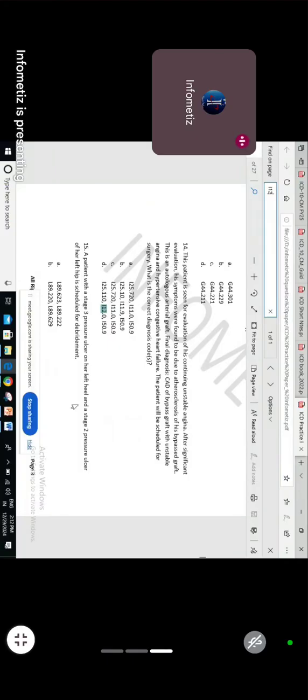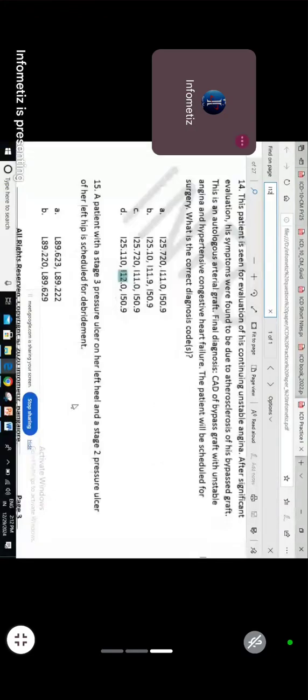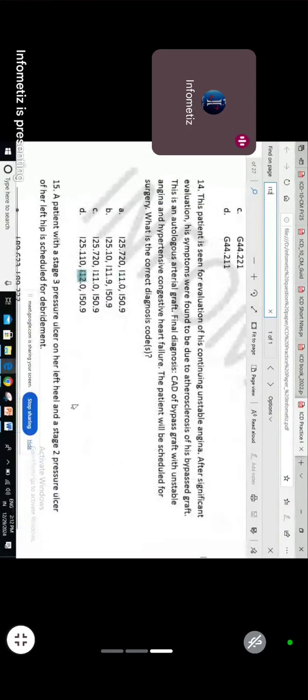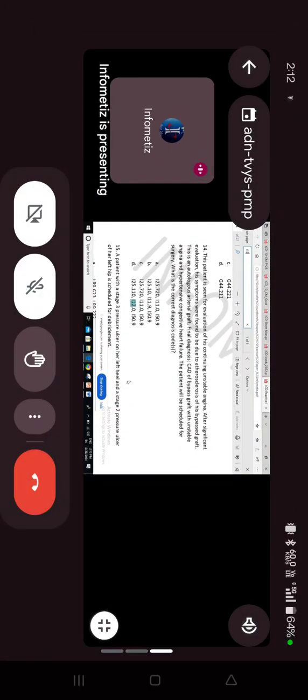Okay, see this question. The patient is seen for the evaluation of his continuing unstable angina, which is again ICD score. After significant evaluation, his symptoms were found to be due to atherosclerosis of a bypass graft. This is an autologous arterial graft. For that, we have a separate code: CAD of the bypass graft with unstable angina.